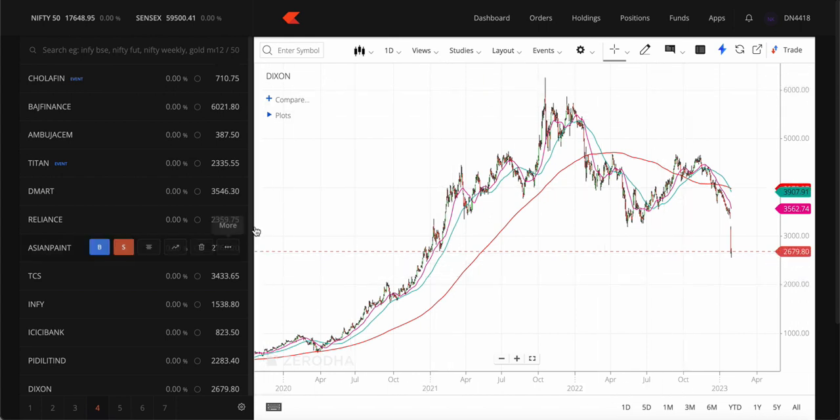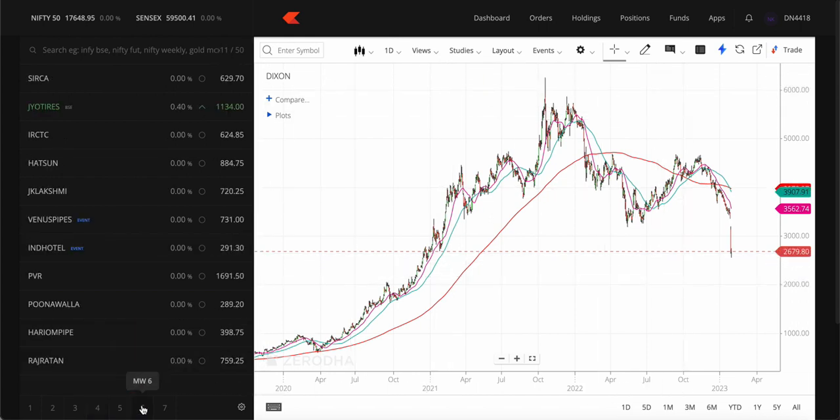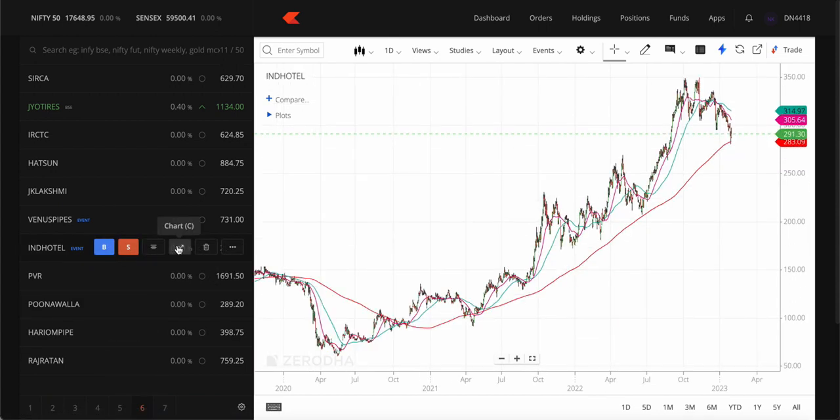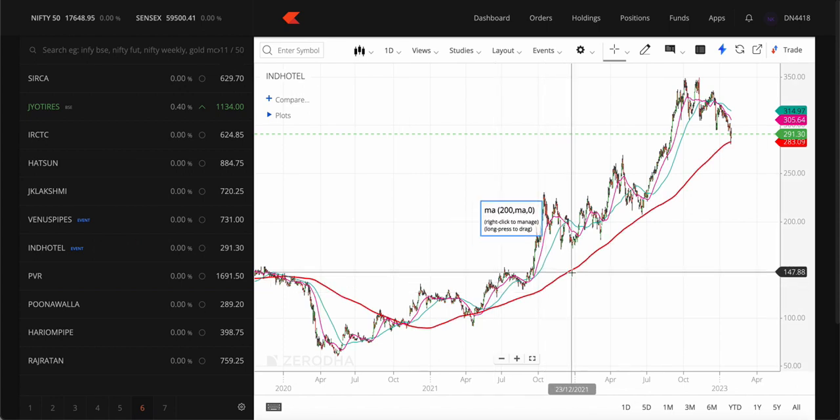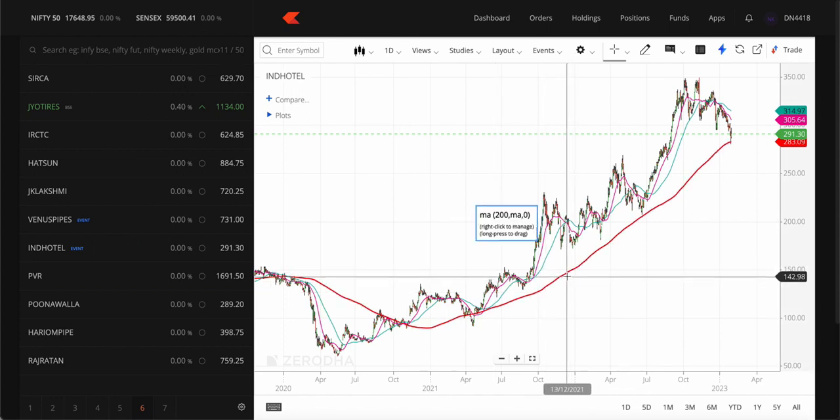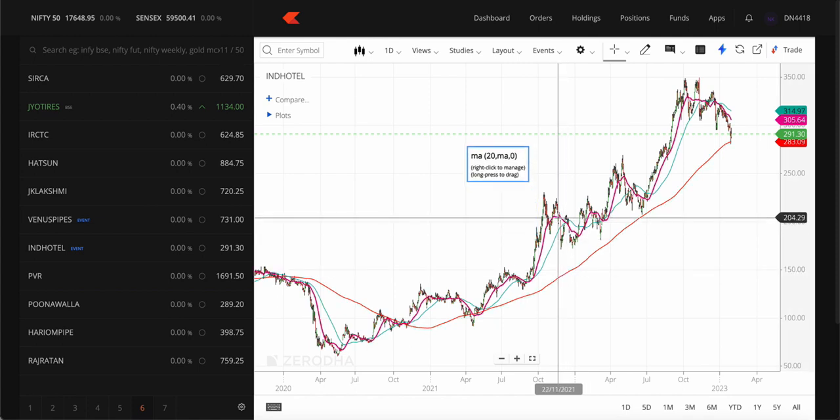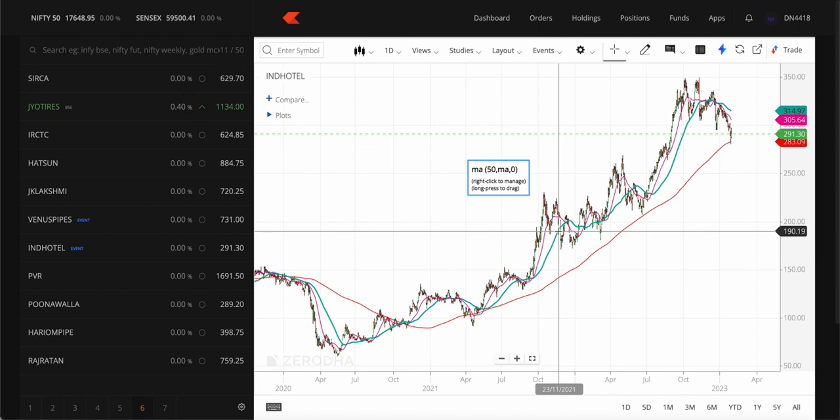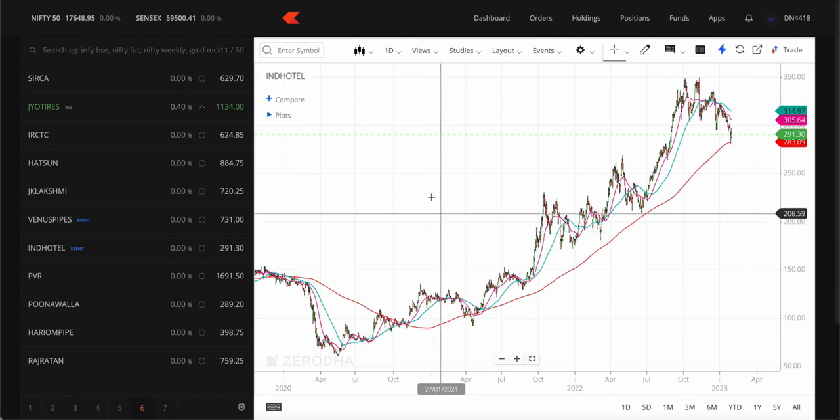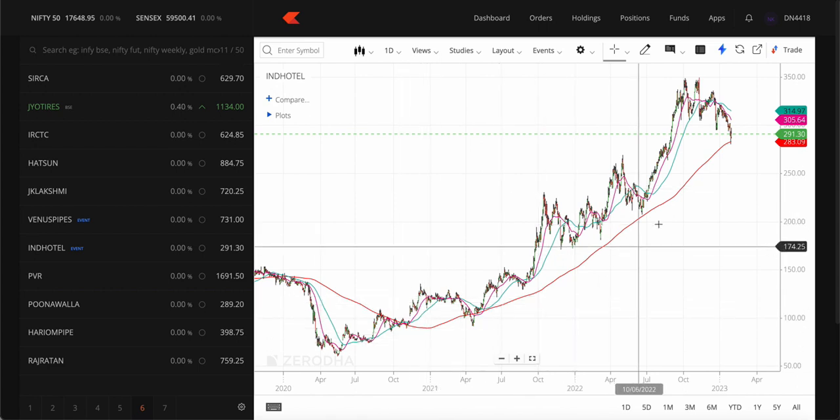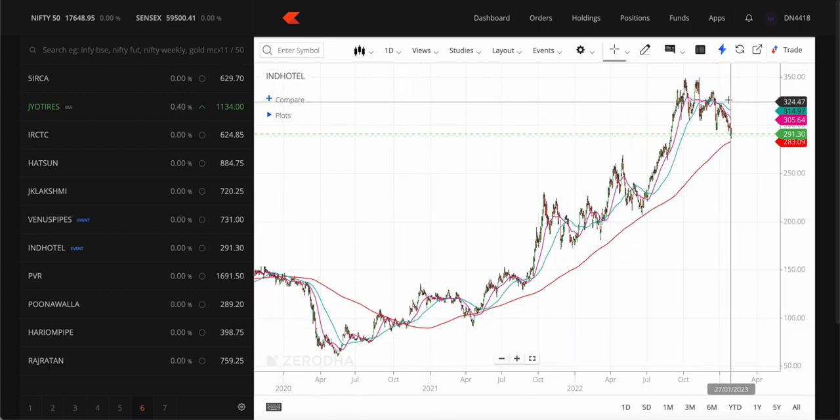So here I have taken an example of Indian Hotels. This red line indicates the 200 moving average. This is the 20-day moving average. Then the green color represents the 50-day moving average. Suppose you want to know the trend of the stocks, you can see it here. It's now coming into a downtrend. So the stock is in a downtrend.